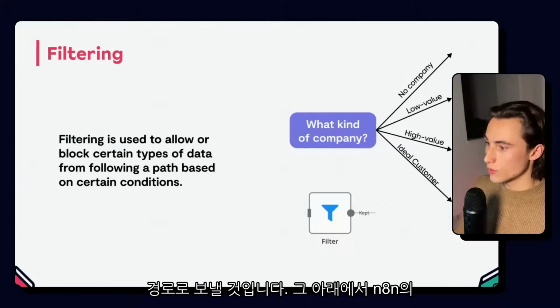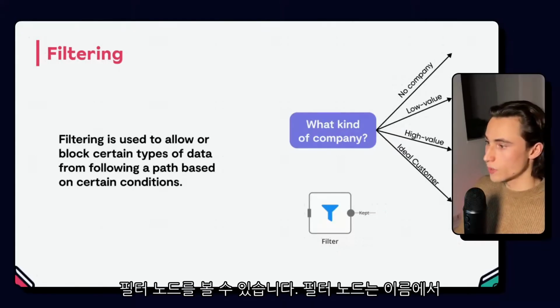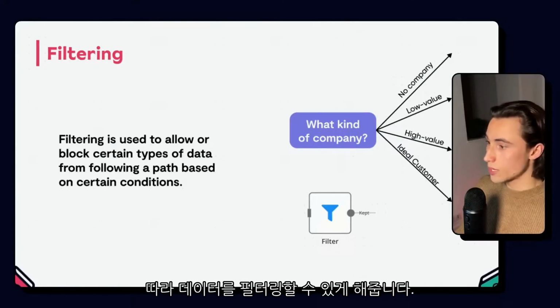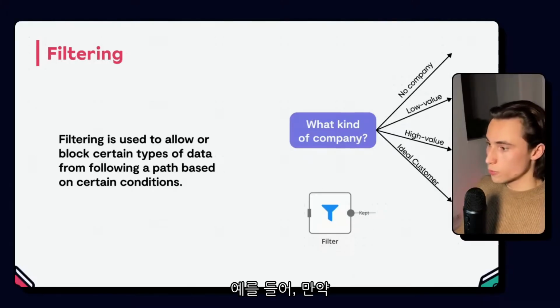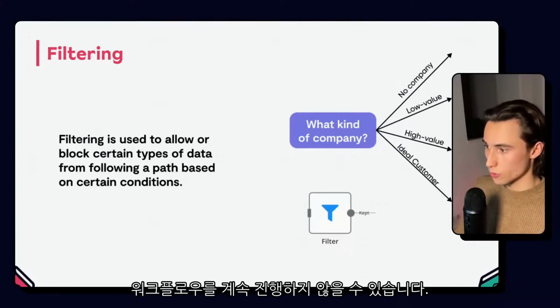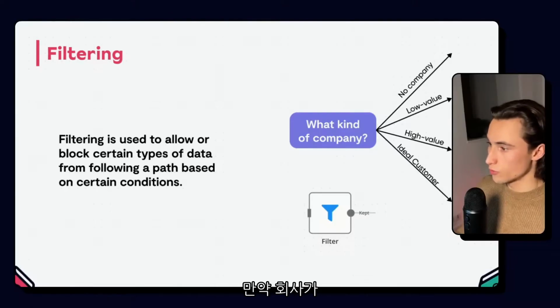Underneath, you can see the filter node in n8n. The filter node allows you to, as its name indicates, filter data based on predetermined conditions. So here, for example, we could say if we had no company, then we wouldn't continue the workflow because there is nothing to do if we have no company.